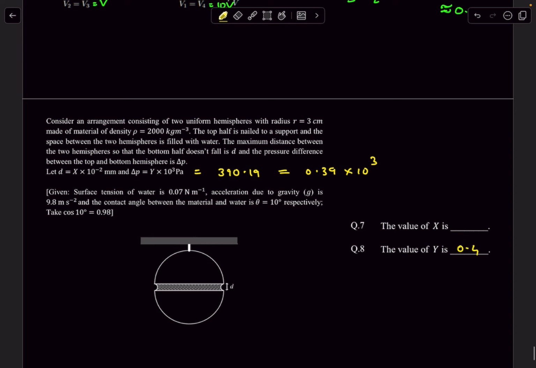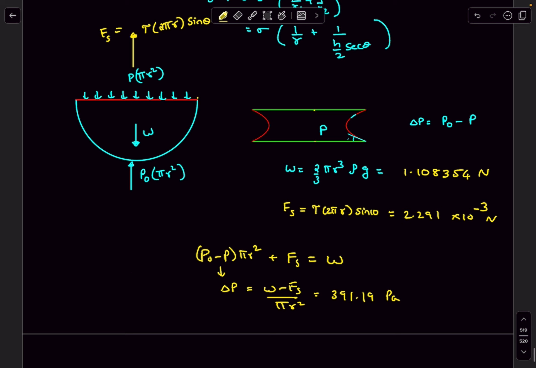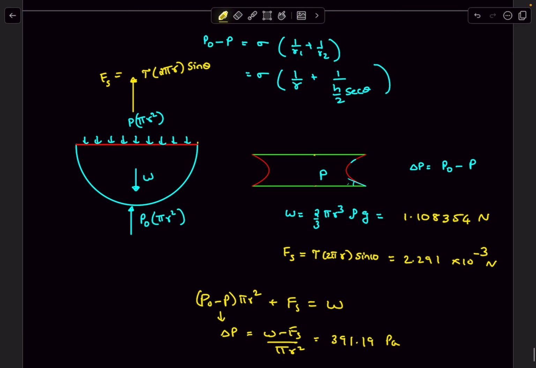Again, I might have made some mistake somewhere. I am not sure, but the FBD of the problem and the equations are correct, at least. The calculations, you guys check it out once more and comment down below if you're getting a different answer. So now let's try to determine the value of H.